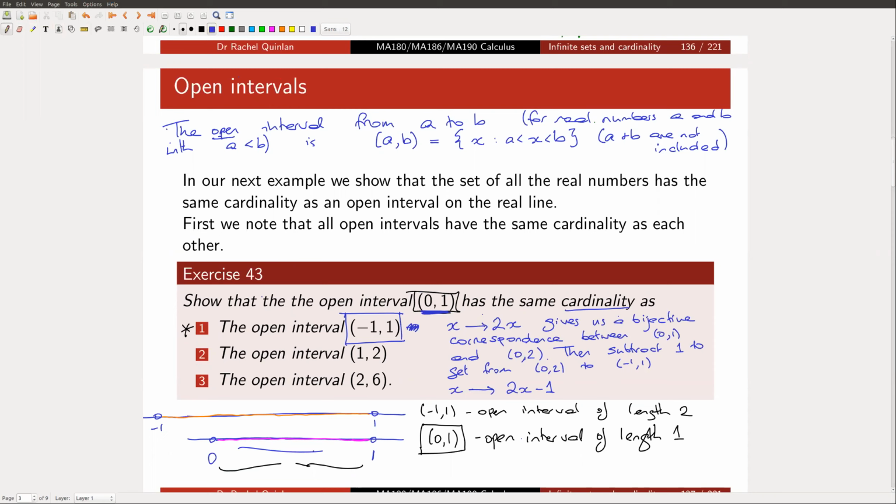The multiplying by 2 part takes us from the open interval 0, 1 to the open interval 0, 2. And then subtracting 1 from everything there just slides us back so that we land in the open interval minus 1 to 1. So this function, x going to 2x minus 1, is a bijective correspondence between 0, 1 and minus 1, 1.